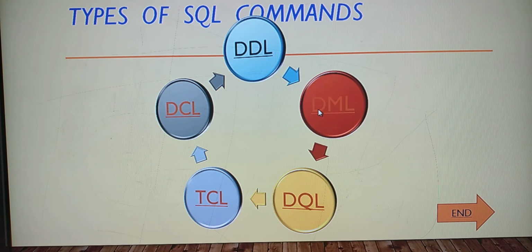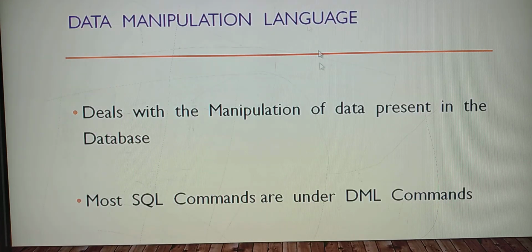The next one is DML. Now we can see what DML is. DML is nothing but Data Manipulation Language. Manipulation means it is going to do some transaction or some process. The commands available under DML are insert, update and delete.